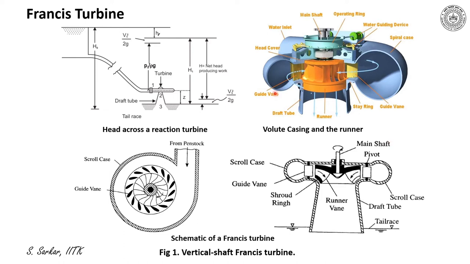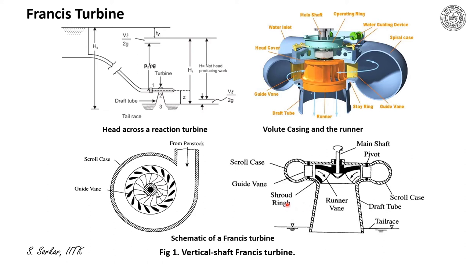Furthermore, I have given here the two sectional views of a Francis turbine, illustrating that the area of the volute casing is gradually decreased, so that at every section or at every guide vane the water enters with almost constant speed. Furthermore, one can appreciate the impeller here.